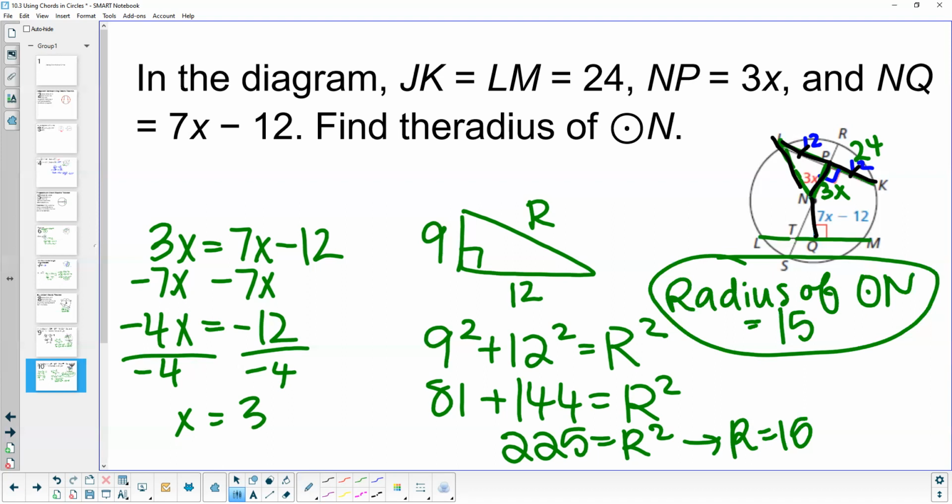So that is a couple of chords that we can use in circles to find different things. We can find the radius, we can find the arc length, the arc measure, things like that. So if you have any questions, feel free to reach out, but that is how we can use chords in a circle.